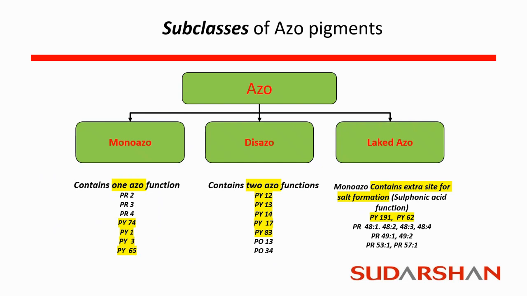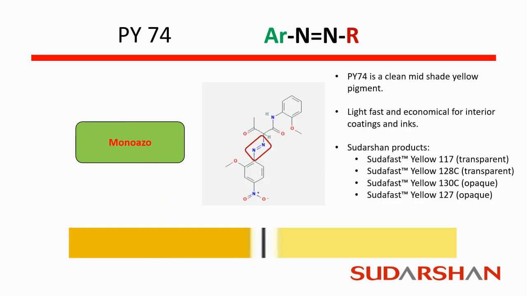The laked azo is a mono azo, but it also has an extra site for salt formation. And so there are a number of yellow color indexes in each of these categories, subclasses. In today's presentation, I'm not going to go through them all, just an example of each one of these in terms of their chemistry. For the mono azo, I've chosen the pigment yellow 74 as an example.